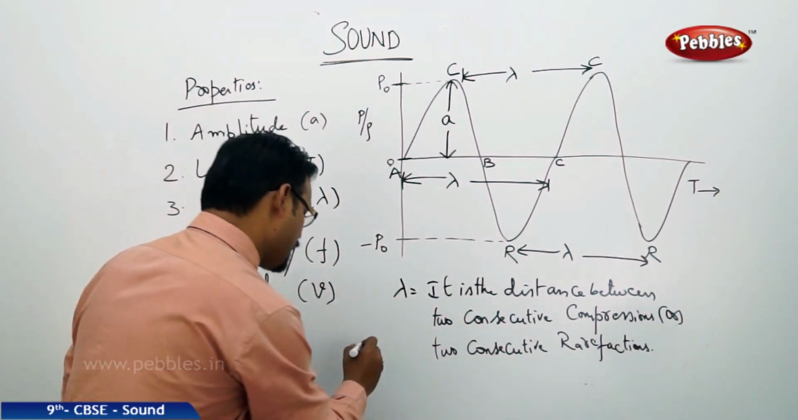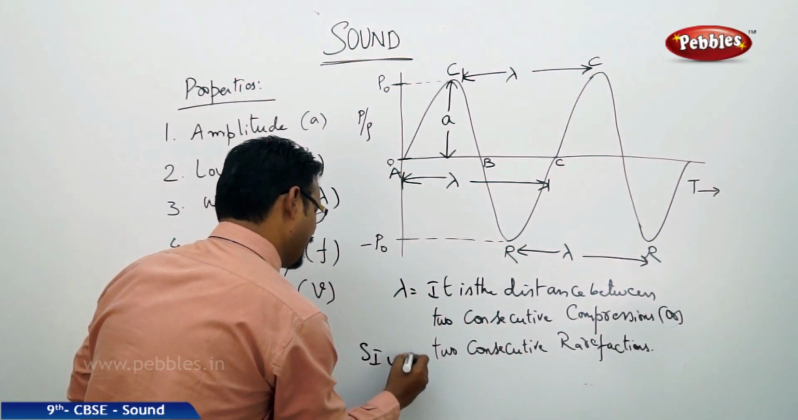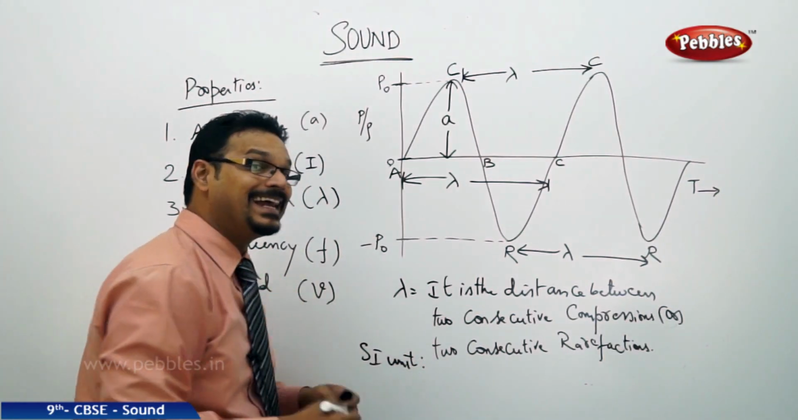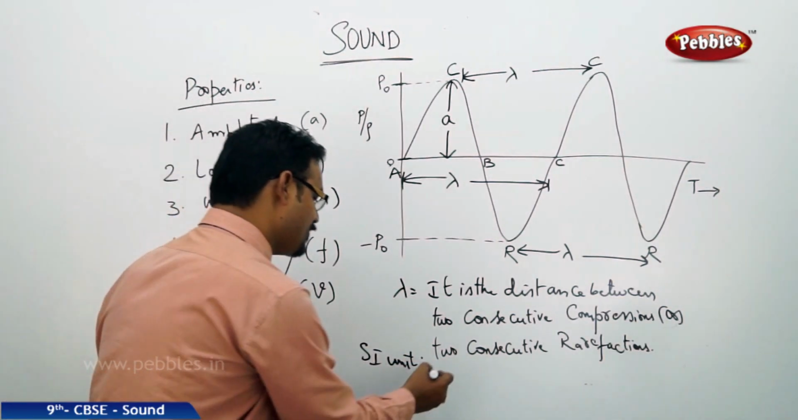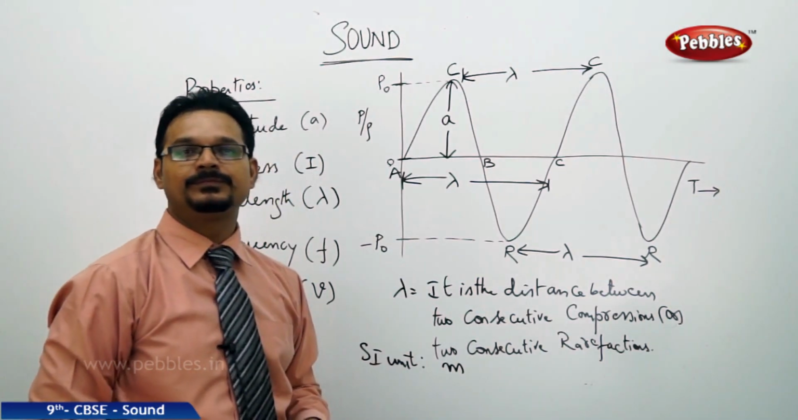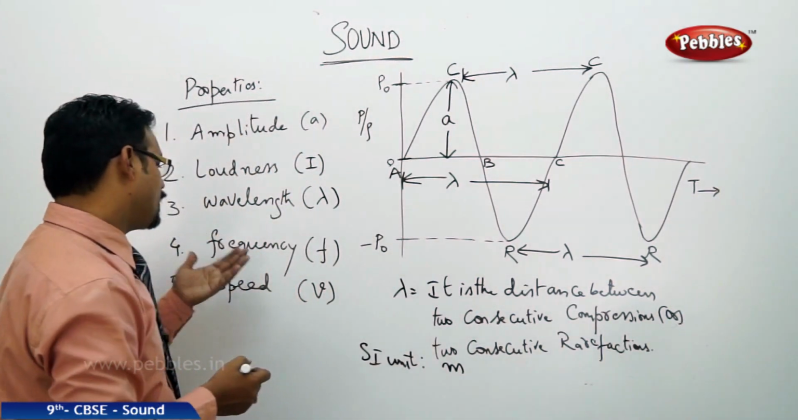Okay, that's good. Now what is the SI unit of wavelength? See the name itself, length. The length is nothing but distance. So the SI unit is meters. Okay. So the next one, frequency.